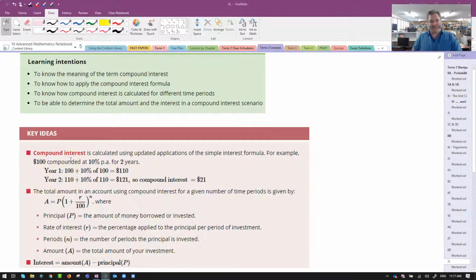In the first year, 10% of 100 is $10. You get $10 interest, you've now got $110. In the next year, rather than getting 10% of 100, you get 10% of 110, gives you $11 interest instead of 10. Increases a little bit faster than the simple interest where it's always just off the original principal. You can see they've got a rule here.